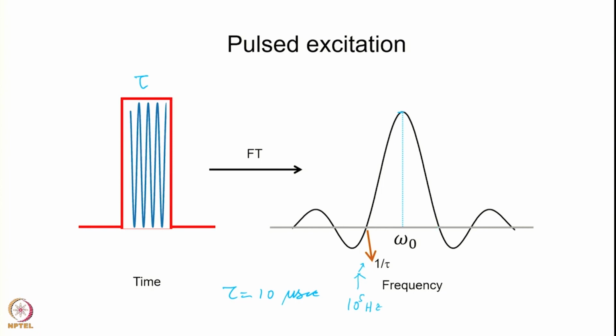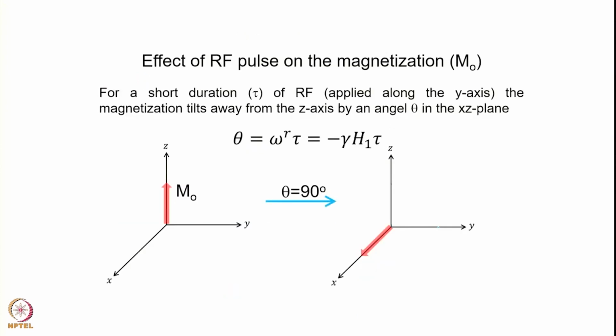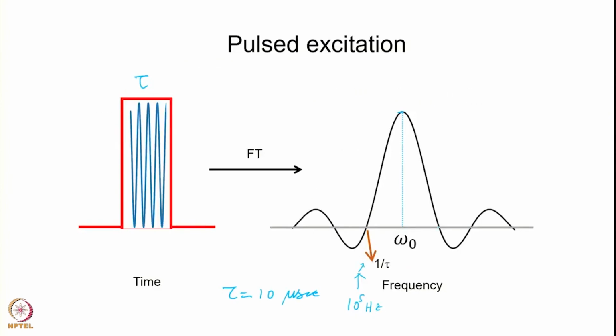So you do not have to scan through the frequencies. By applying the RF pulse for a short time tau of 10 microseconds, you generate various frequencies with different amplitudes. However, if the amplitude is different, it will also mean a different power for the excitation. We do not want different powers, we want to have the same power for all of these.